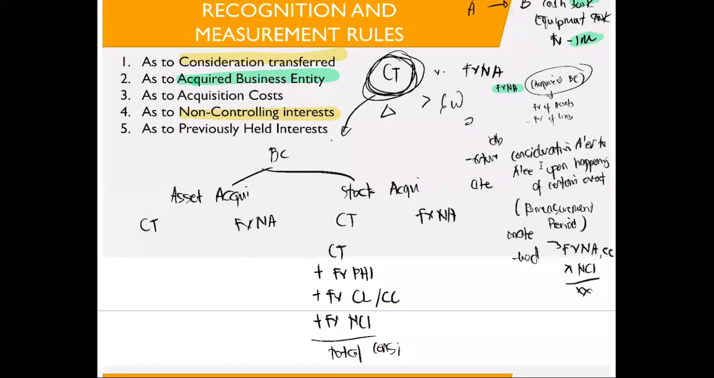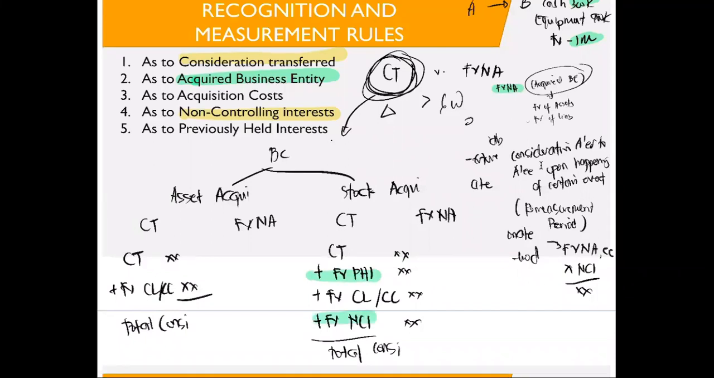How about in your asset acquisition? In your asset acquisition, what is only present is the consideration transferred itself, plus your fair value of contingent liability or contingent consideration, total consideration. In short, guys, fair value of previously held interest and non-controlling interest is only present on your stock acquisition. They are only present on stock acquisition, but not on asset acquisition.